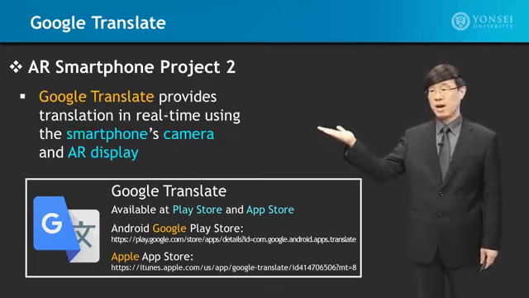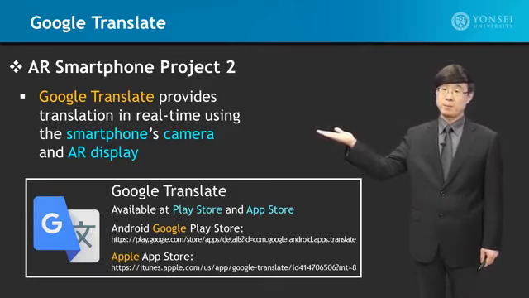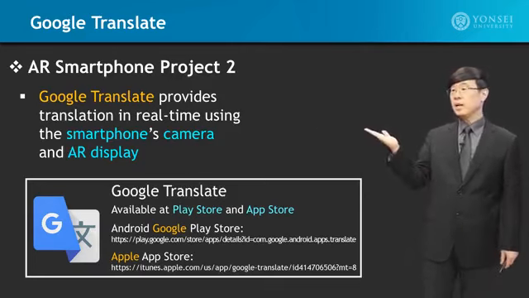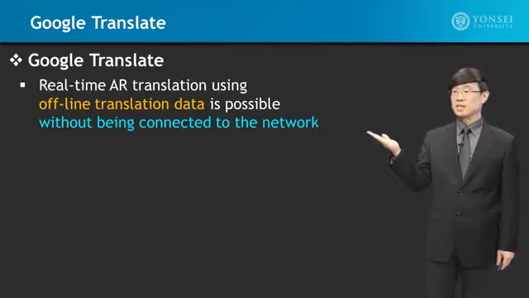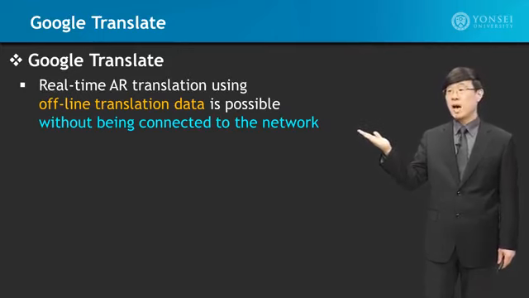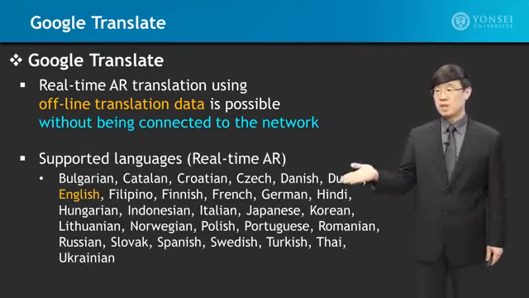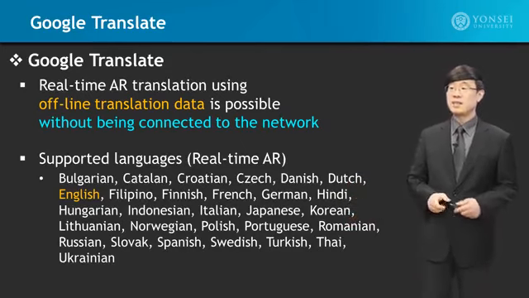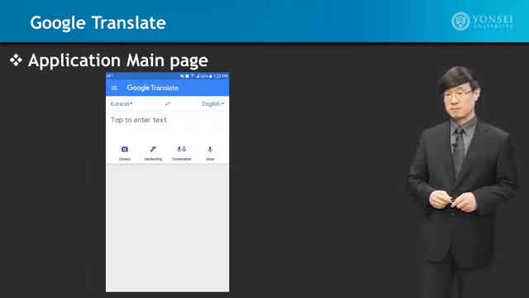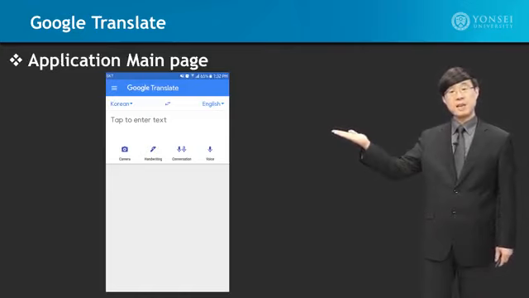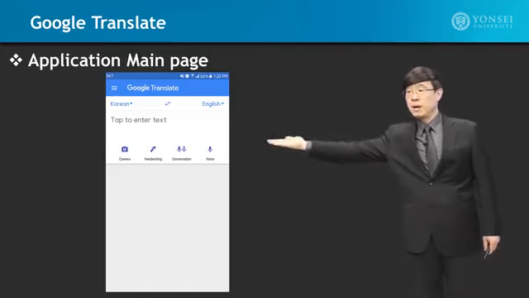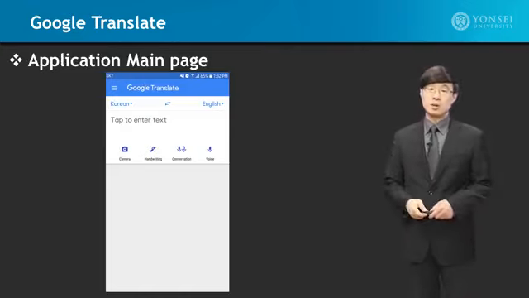Google Translate provides translation in real time using the smartphone's camera and augmented reality display. A real-time augmented reality translation using offline translation data is possible without being connected to the network. The supported languages are listed here, and you can see that they are truly diverse. Looking into the application main page, there are these buttons in the middle, which we will look into the options.